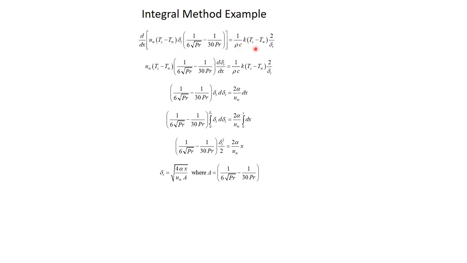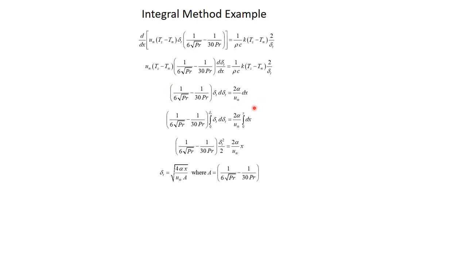And on this side I haven't done anything. Ts minus T infinity cancels. I'm left here with a separable differential equation again. So I bring the delta t over to this side. That gives me this group times delta t d delta t. That's what I have here. And then on this side, k over rho c is alpha. I have this 2. And I'll bring the u infinity down here and bring the dx here. So I've separated the equation.